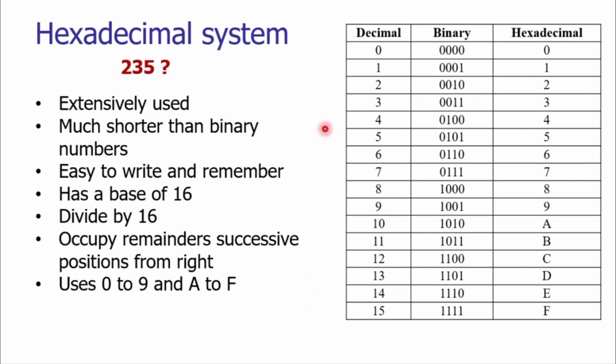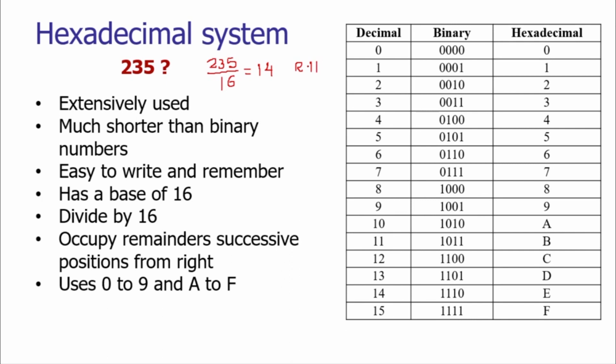To understand this process, let us use the same number, that is 235. So if I divide the number 235 by 16, I will be getting 14 as the quotient, this is the quotient that I got, and the remainder is 11.